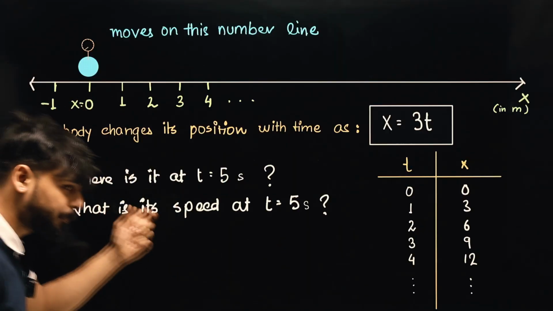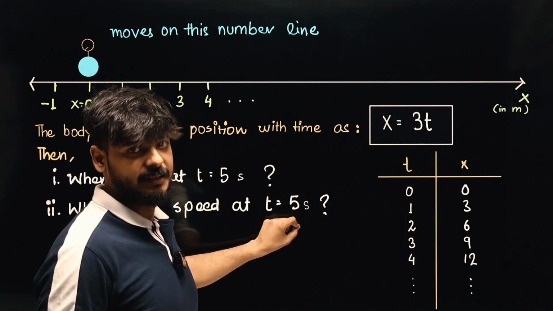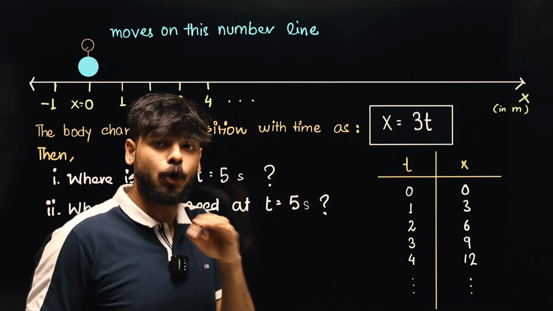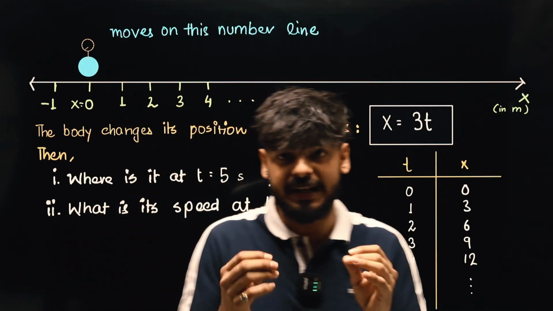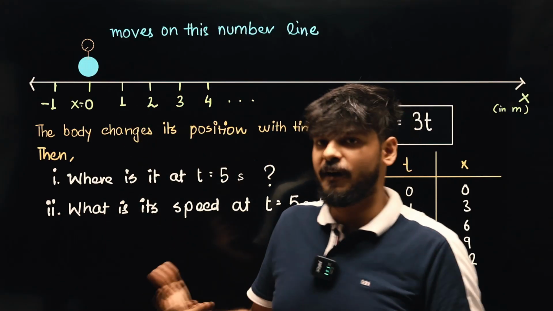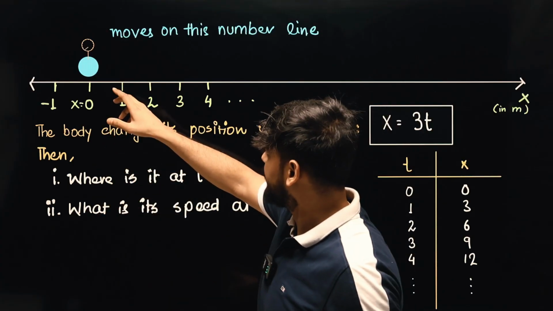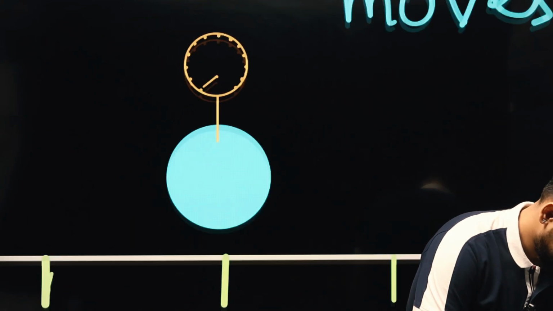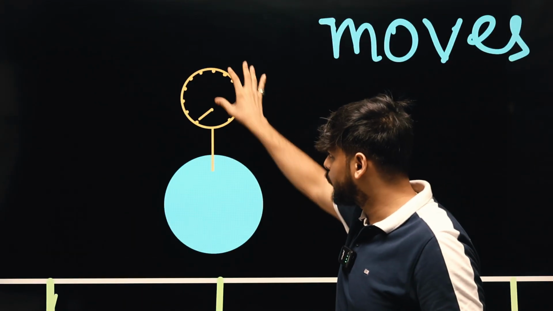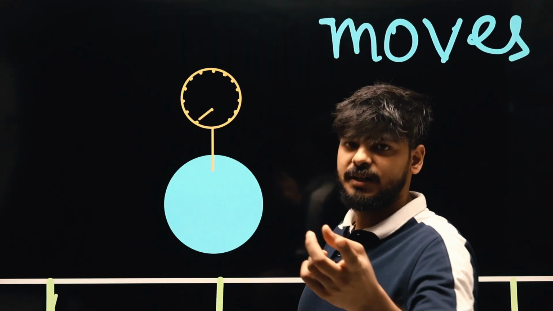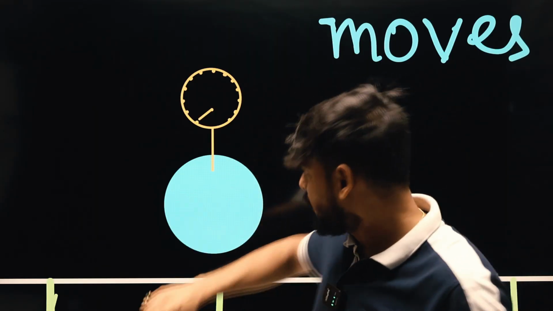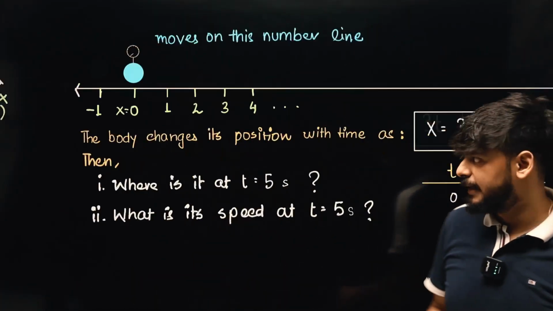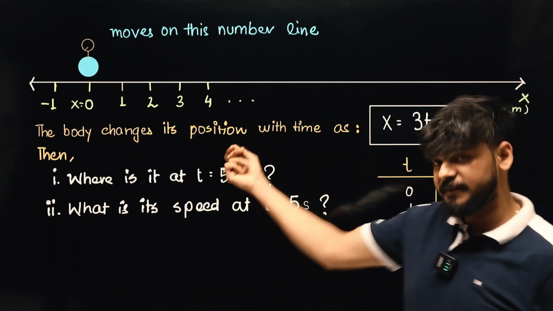What is its speed at t equal to 5 seconds? So now I don't care about where the body is at t equal to 5, but rather I want to know how fast the body was moving at t equal to 5 seconds. That is, at the 5th second, how fast was the body? Now if you notice very carefully, I have attached a speedometer onto the body. Let me zoom in. Here, have a look. I have attached the speedometer to the body, and so basically my question is that at the 5th second, what speed will the speedometer be showing, right? That is the meaning of my question. That at the very 5th second, what is the speed of the body?